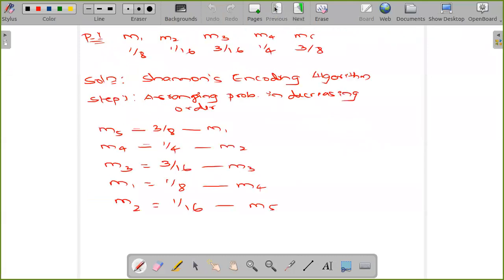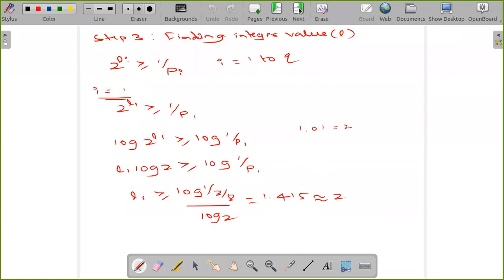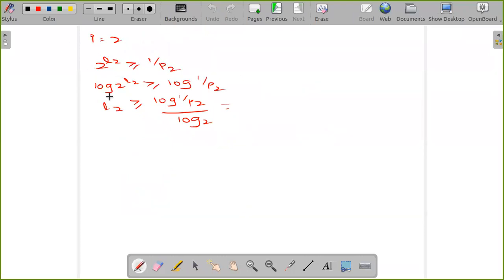So P2, this is my P2 here. 1 by 4 is the P2 value. I'll substitute that value in this equation. So L2 equals 1 divided by 1 by 4, divided by log 2. So ultimately it is 2. Yes, exactly, it is 2.